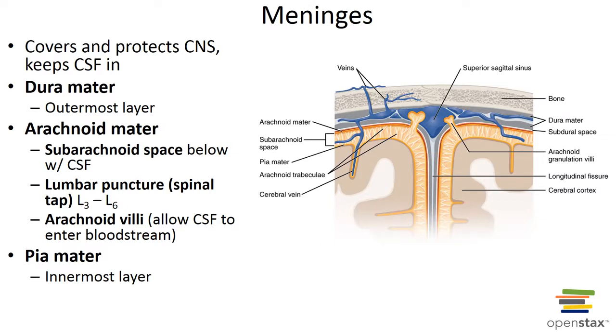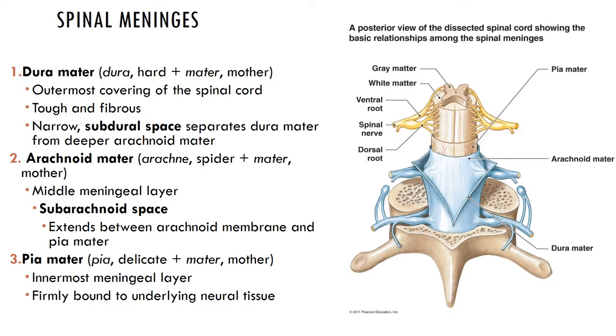The tough, fibrous dura mater is the outermost covering of the spinal cord. It contains dense collagen fibers that are orientated along the longitudinal axis of the cord. Between the dura mater and the walls of the vertebral canal lies the epidural space, and you can see that here on this slide. This is a region that contains areolar connective tissue, blood vessels, and a protective padding of adipose. A narrow subdural space separates the dura mater from the arachnoid mater.